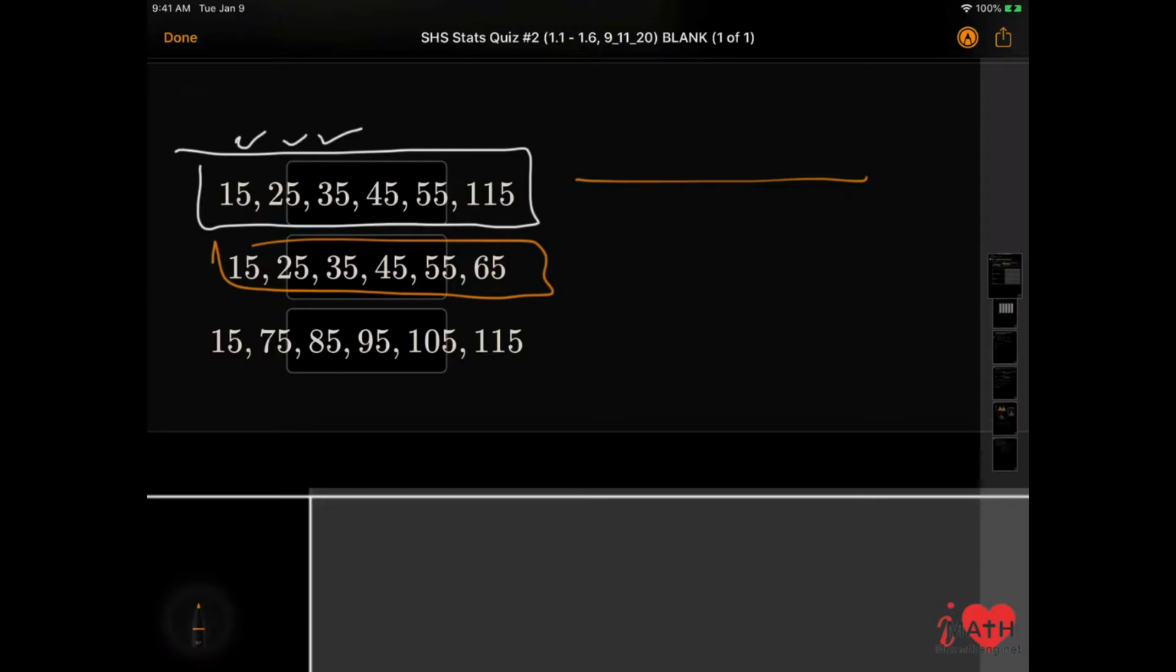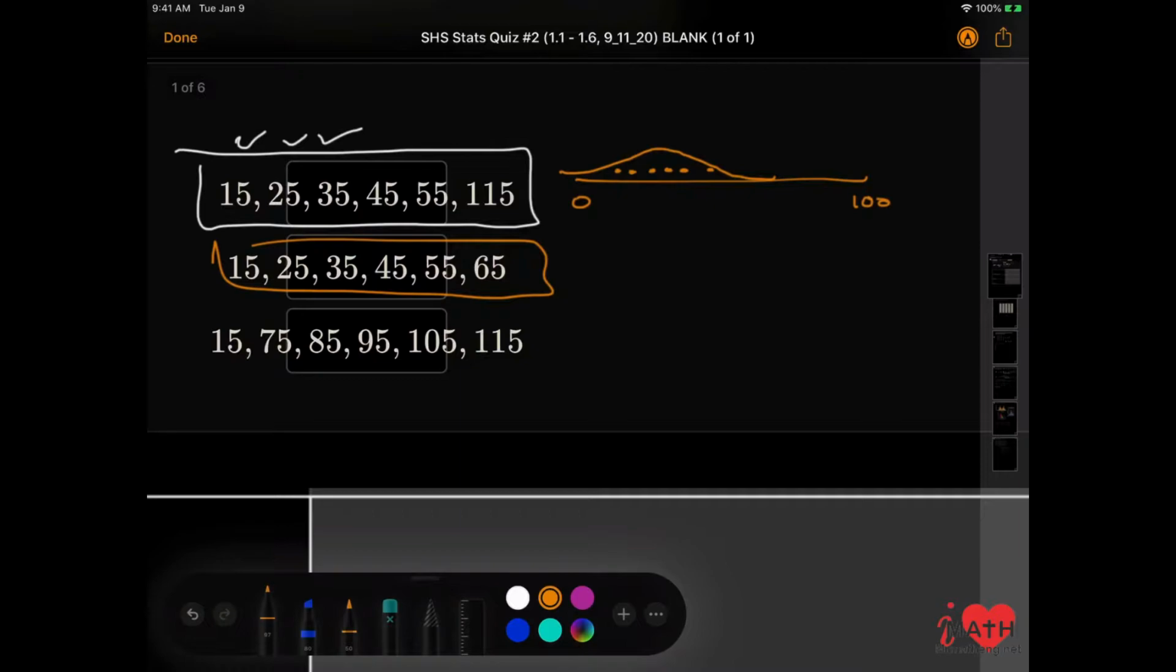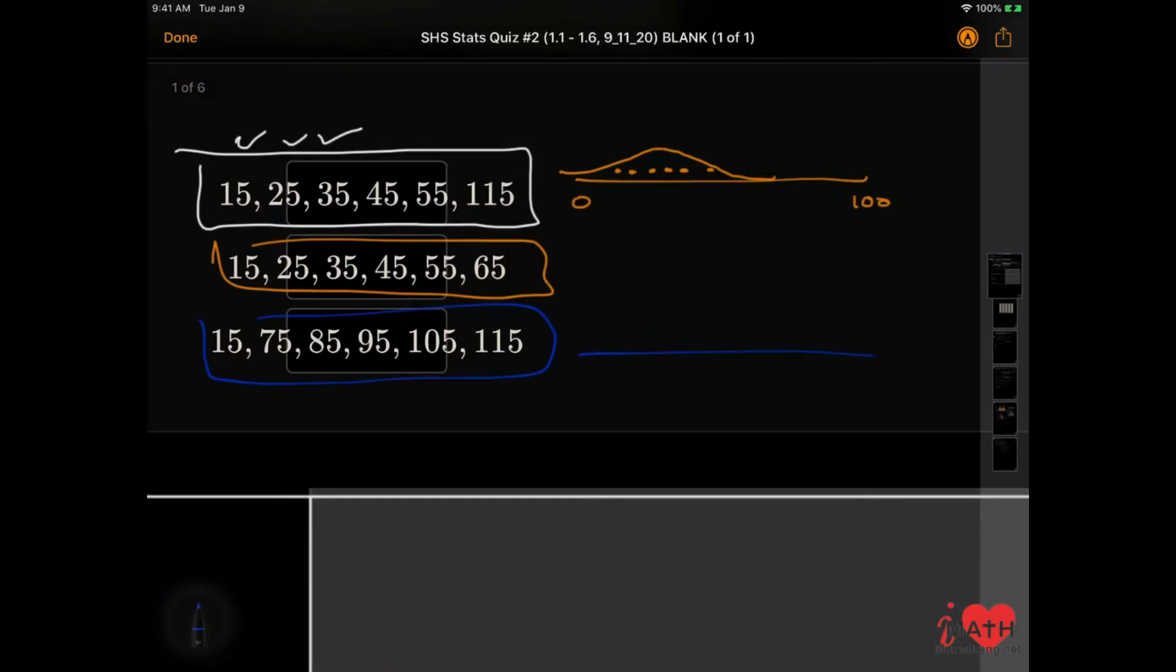Let's try the second one over here. Same thing. Draw yourself a quick dot plot. Notice that 15, 25, 35, 45, 55, 65, and all that data kind of looks symmetrical there. And over here, 15, 75, 85, 95, 105, 115. These are check marks, super helpful. You'll notice that 15 looks kind of odd, unusual. And as I draw your data, all your data is to the right.